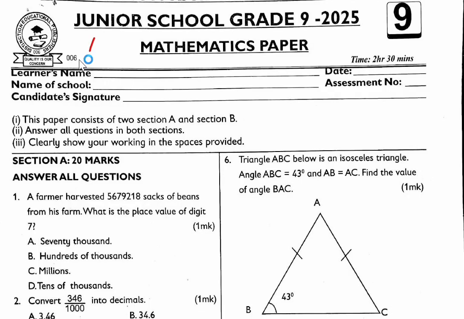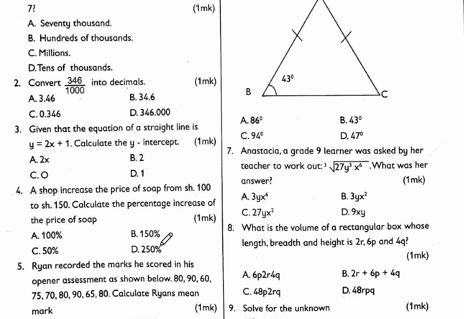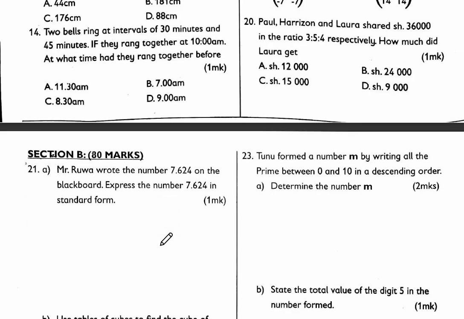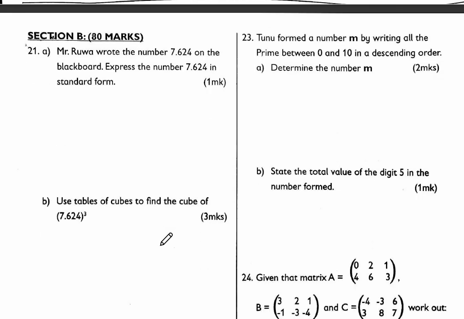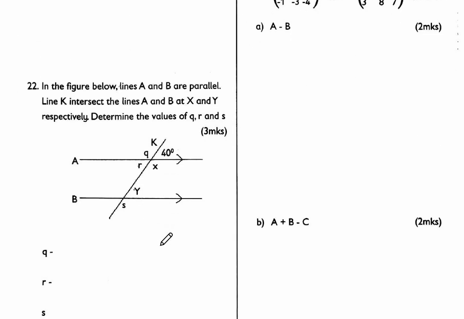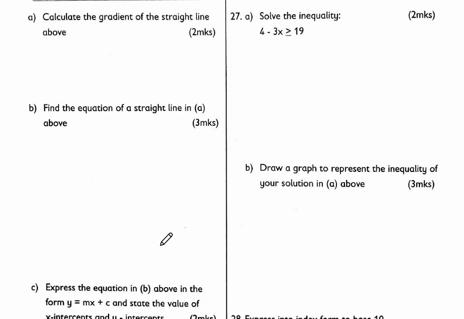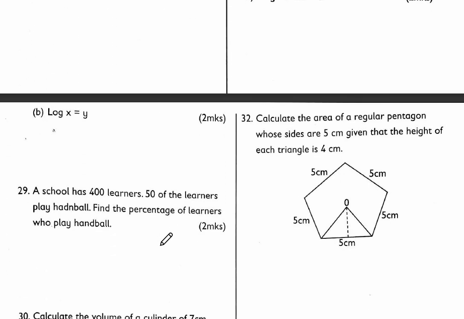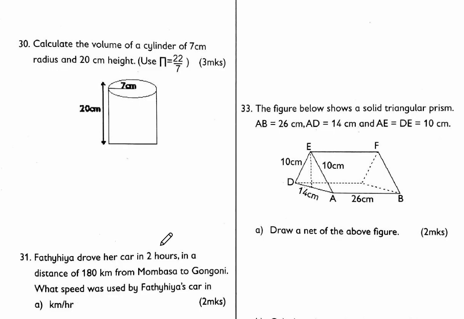We're going to continue with the Distinction 006 Mathematics Grade 9 paper. We have already covered and discussed Section A, which carries 20 marks. We discussed all these questions, and also in Section B, we discussed some questions from question number 21 all the way to question number 30. And therefore in this video, we're going to continue with part 2, which is from question number 31 all the way to the last question.